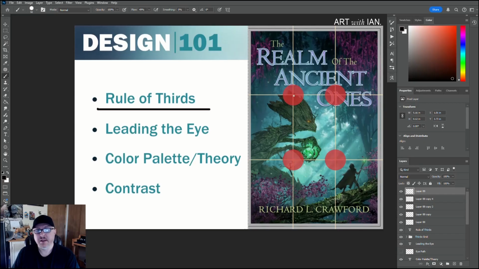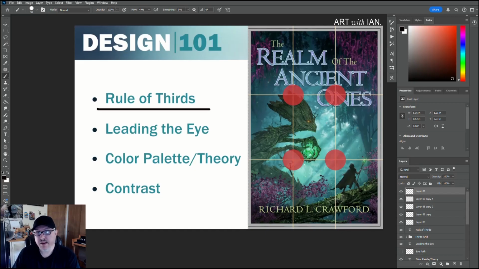If you look here, you can see that I put my most interesting things near these intersections of the thirds. I also made sure my title was taking up the compositional space of an entire third of the canvas. That's a really important thing in book cover design, especially this day and age, where most people who buy books are looking online, probably on their phone, looking at tiny little thumbnails. If that title is not big and bold and high contrast, they're just going to scroll right past that book cover, unless something else very oddly catches their eye.